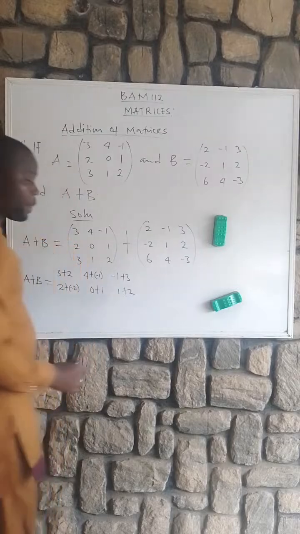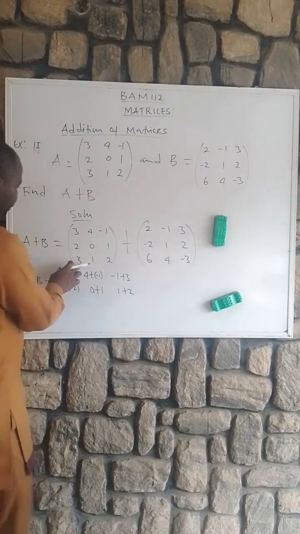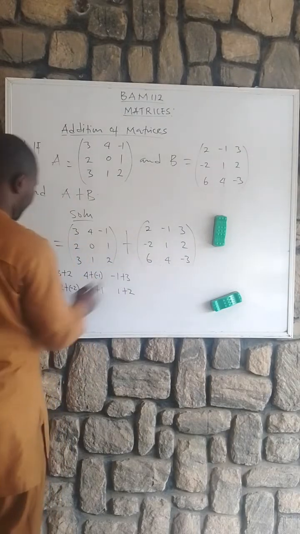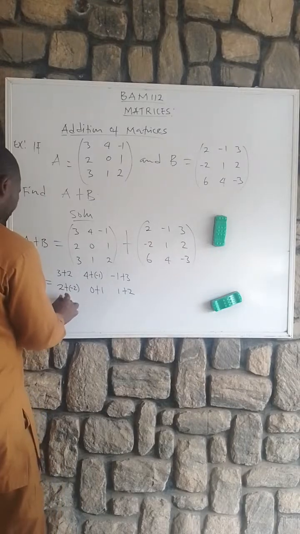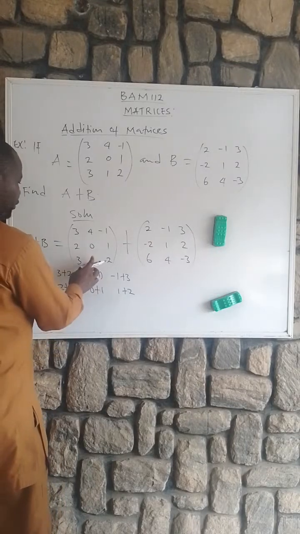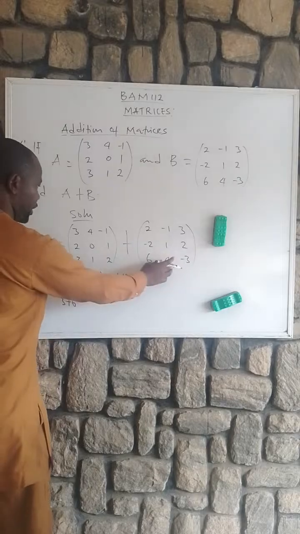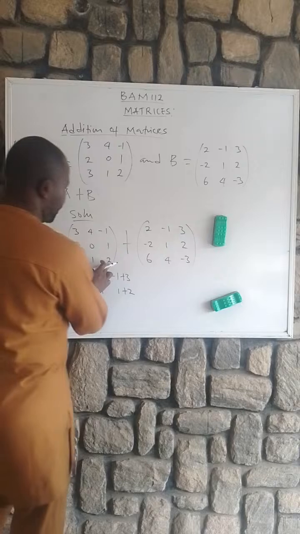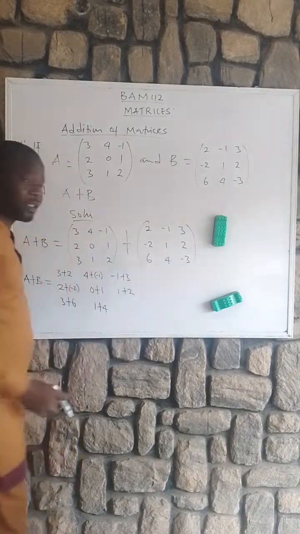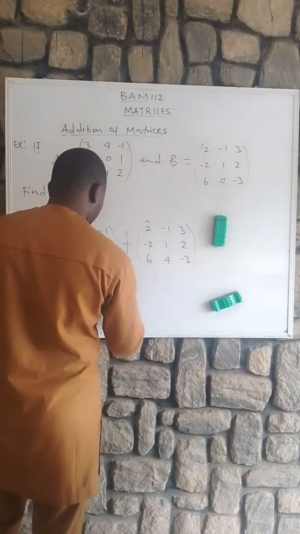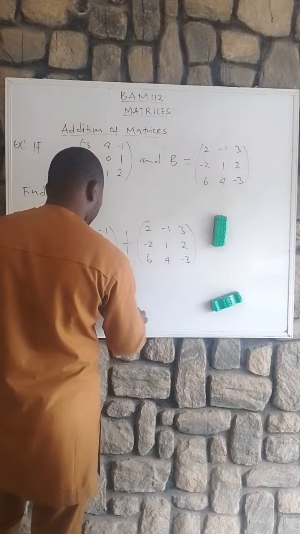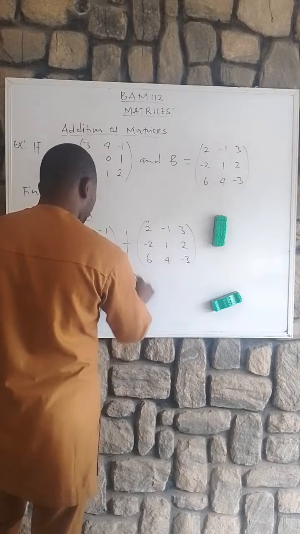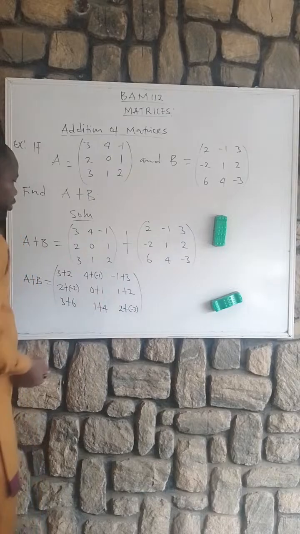Okay? What do you have here? 3. What do we have here? 6. So 3 plus 6. And what do we have here? 1. What do we have here? 4. 1 plus 4. What do you have here? 2. What do you have here? Minus 3. True or false? So 2 plus, since it is addition, then you are almost done.